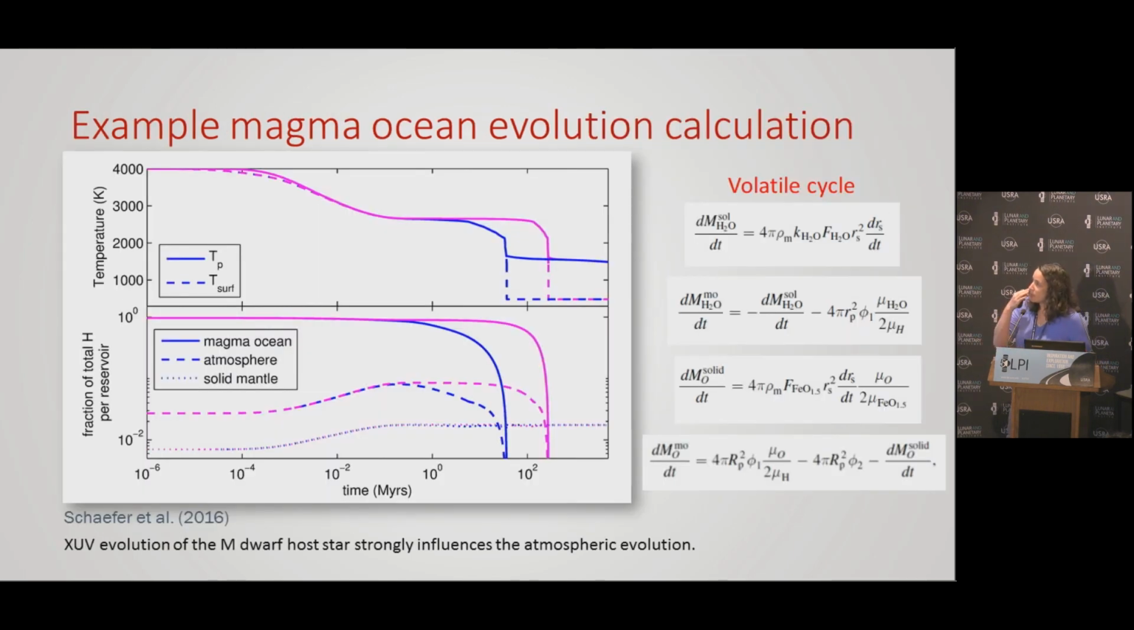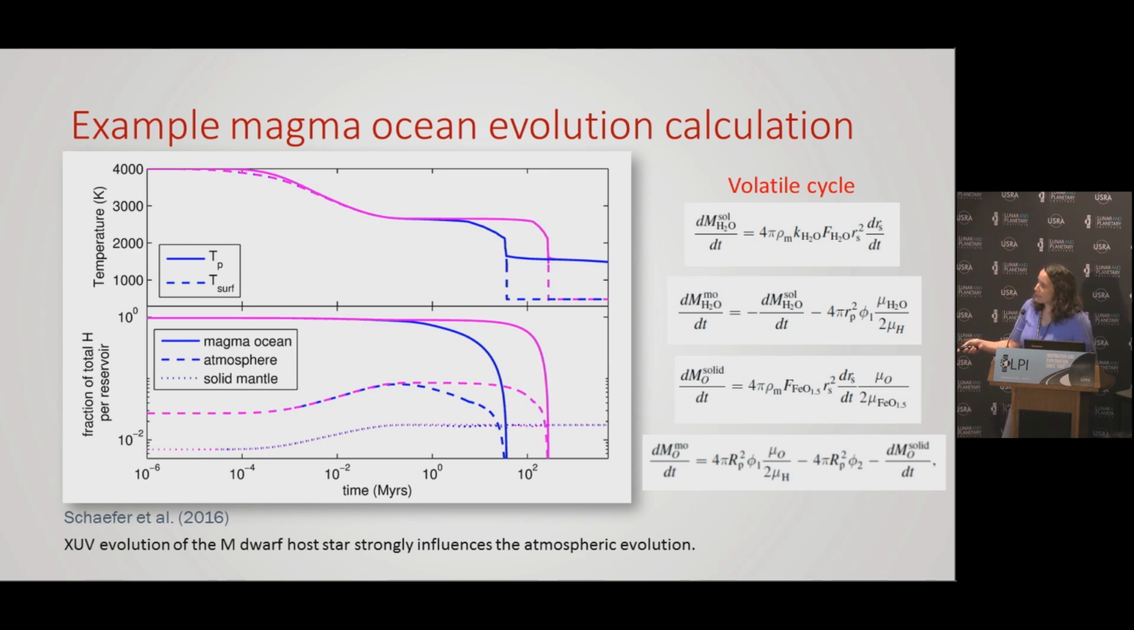Here's an example of a magma ocean evolution calculation. This is work that I did with Robin, her paper on GJ 1132b. We do a thermal evolution model. This is sort of a 1D model for the magma ocean, where we're tracking the temperature of both the interior of the planet, that's TP, and the surface temperature of the planet.